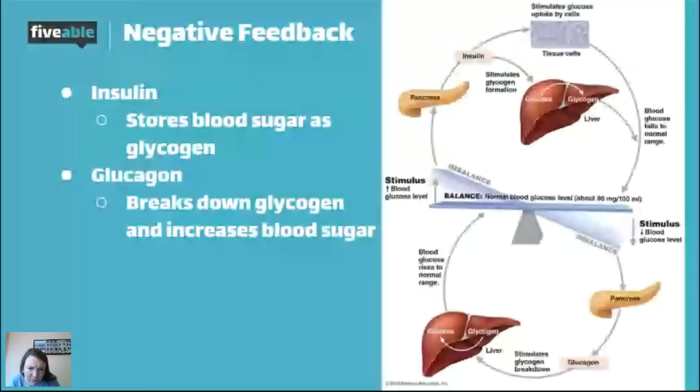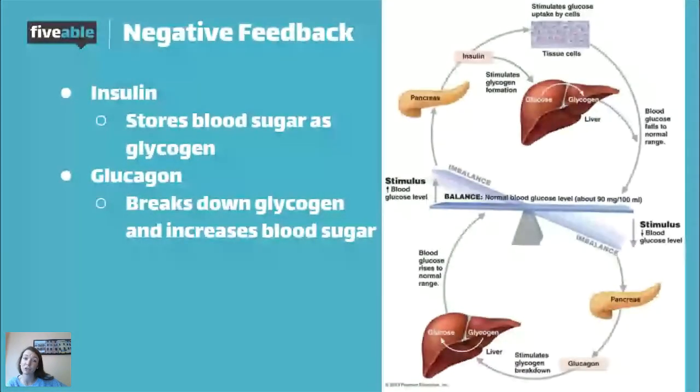So as our blood glucose levels increase, the pancreas is going to stimulate insulin production, and insulin is going to target body cells like tissues to incorporate glucose into them, to take in glucose from the blood. It's also going to stimulate the liver to produce glycogen, which is just a combination of glucose molecules put together. And because we're storing in body cells and in the liver, our blood glucose levels are going to decrease.